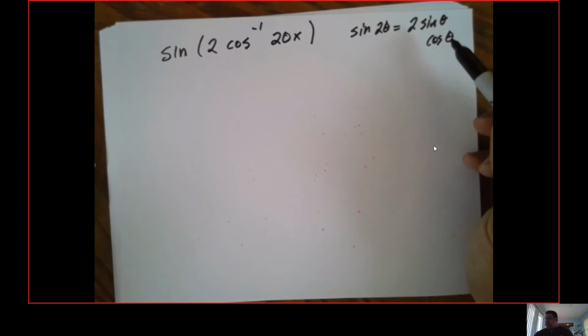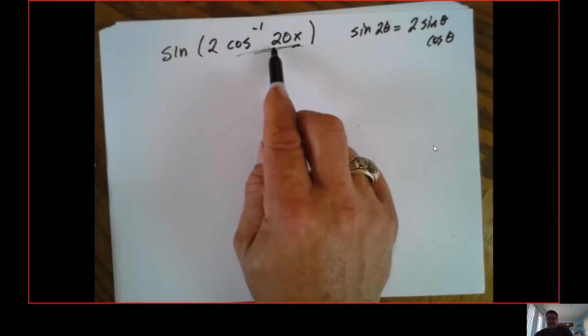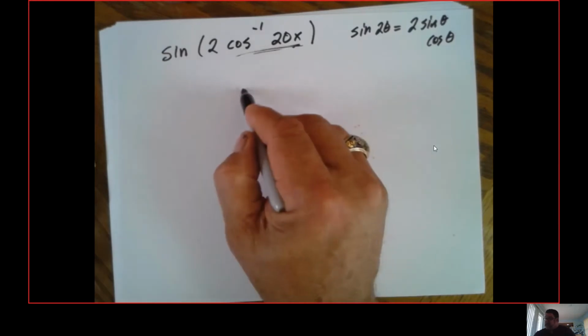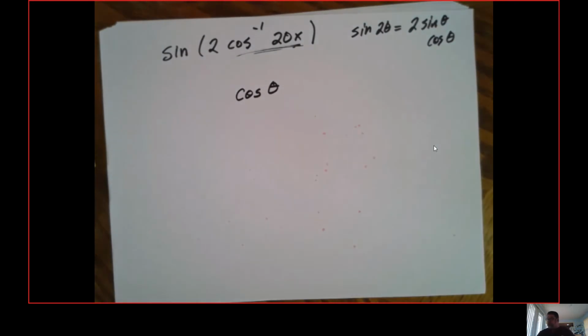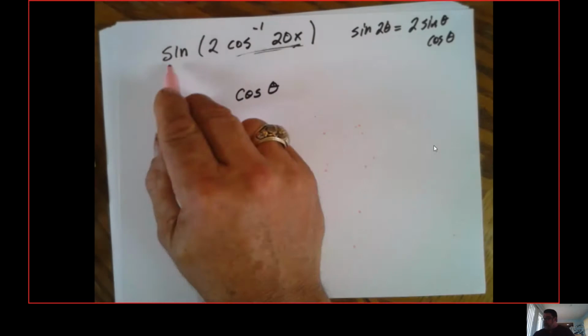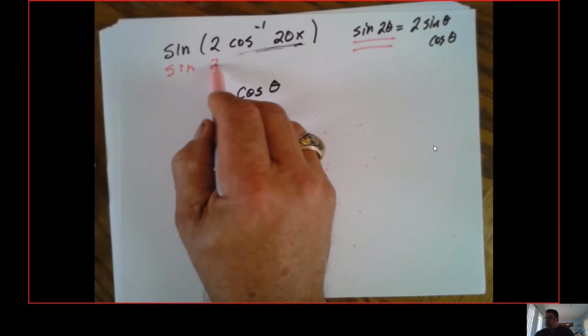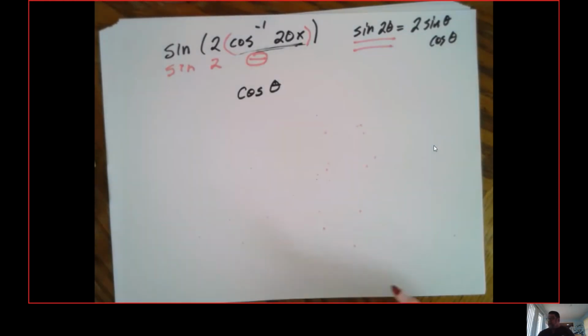Which basically means that I can take sine of 2 theta, so this is theta, and I can do that as theta, which means the cosine inverse of 20x is equal to theta. So I can make that cosine of theta. I'm going to write this right below because you may not understand what I'm doing. This right here looks like this: sine of 2 theta, and theta is equal to that.